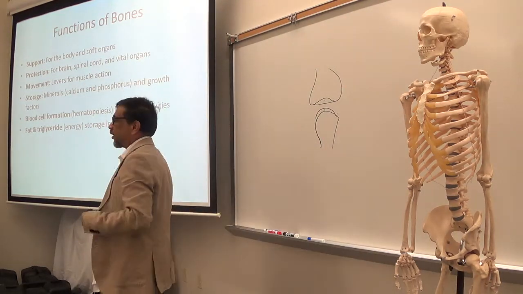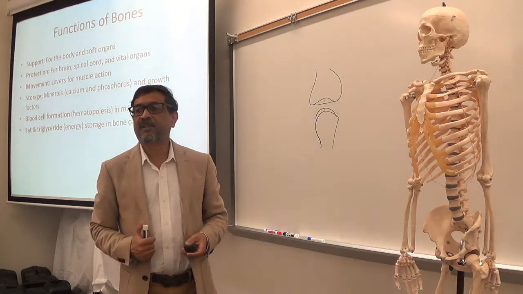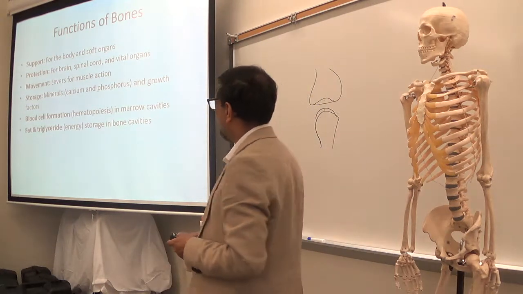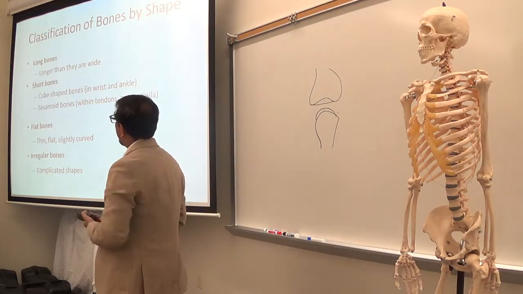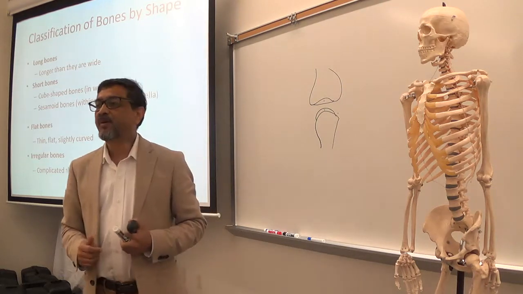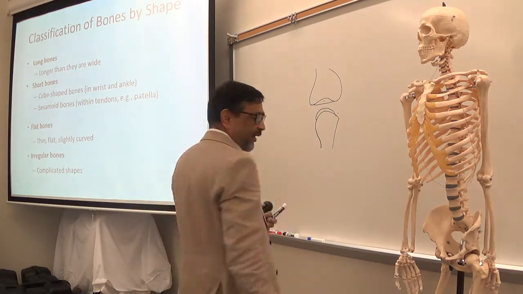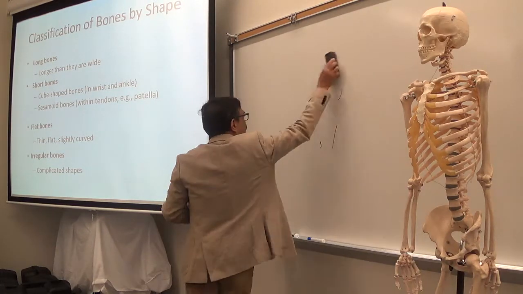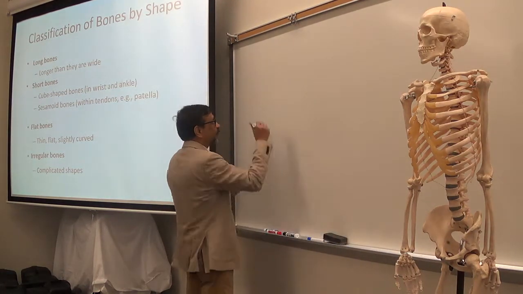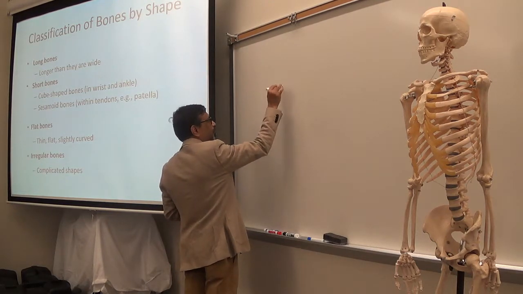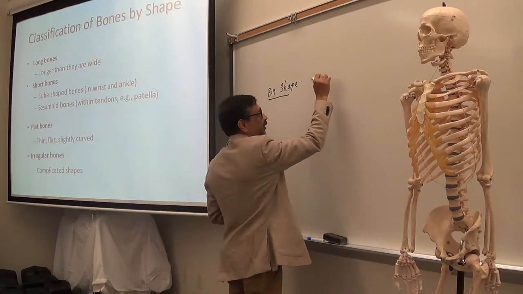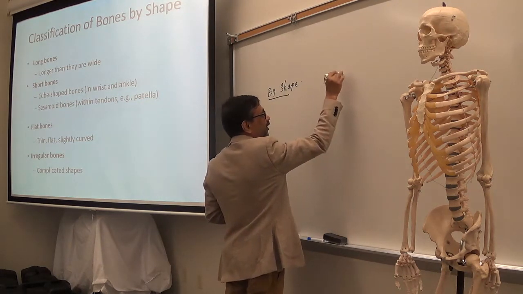Inside the bone, you also have fats and triglycerides stored in the bone. Now, classification of the bones. How do we classify the bones? We classify the bones in two ways. One is by shape, and another is by texture.